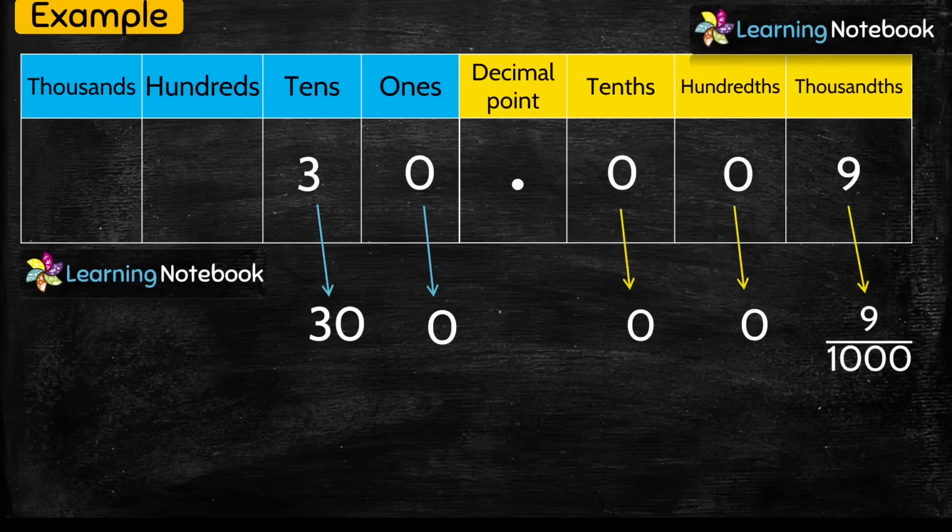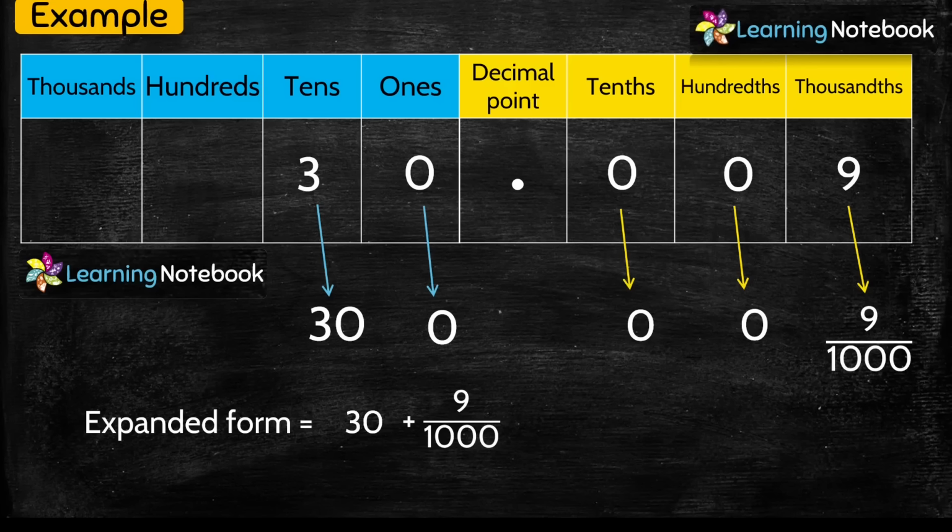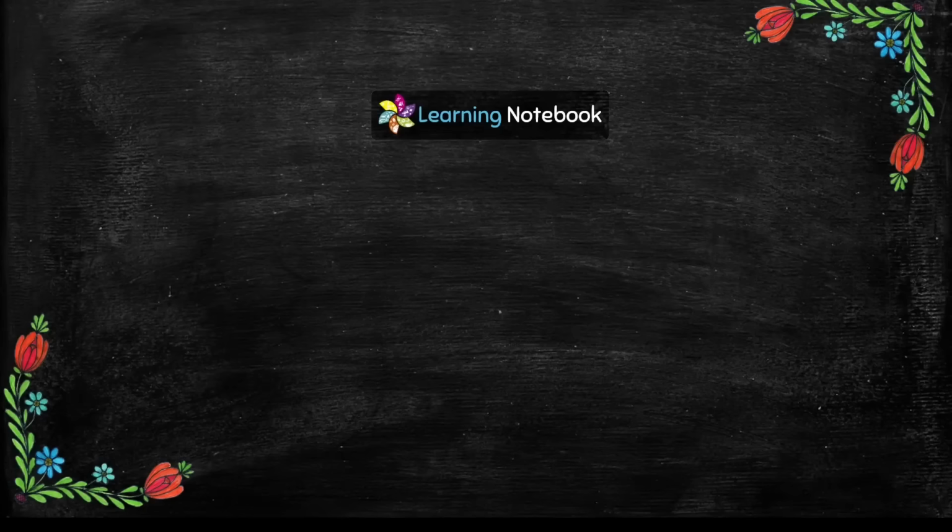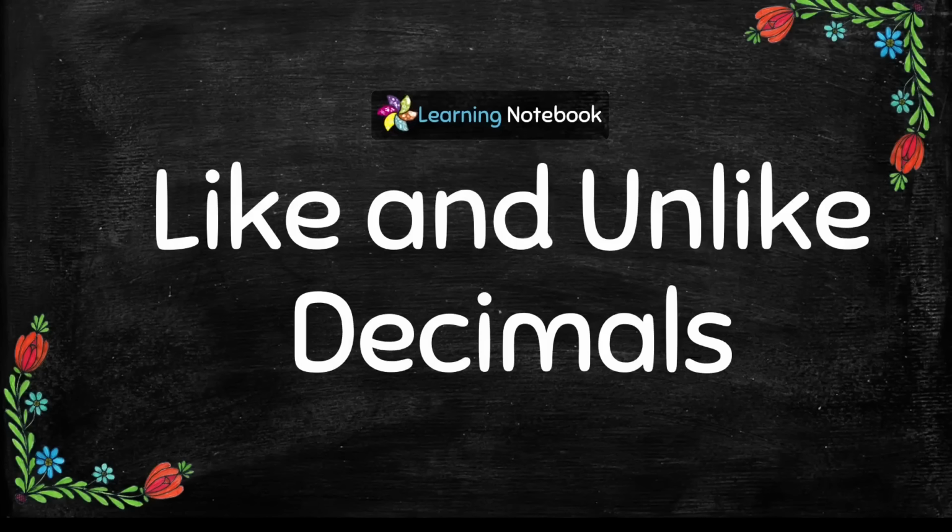Now with the help of these place values, let's write the expanded form of this given number. We will write 30 plus 9 by 1000. So students, now I am sure you have understood how to form the place value chart of a decimal number and how to write its expanded form. Now let's understand a very important topic, like and unlike decimals.